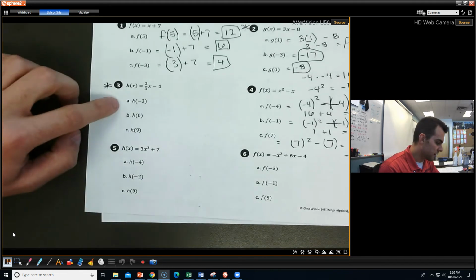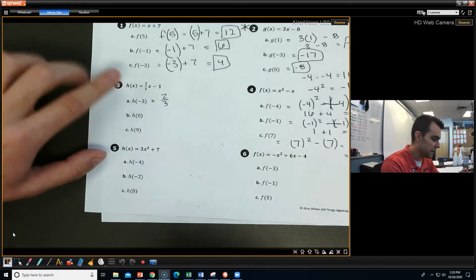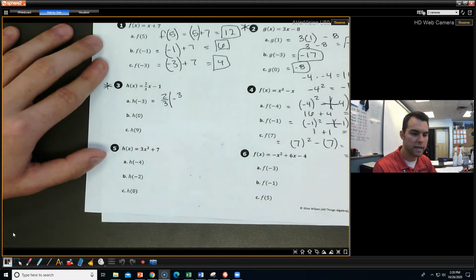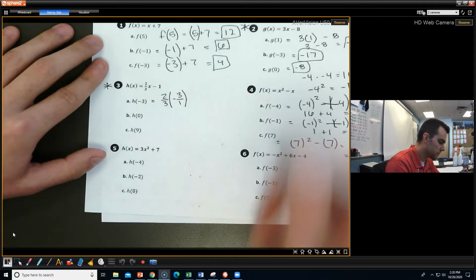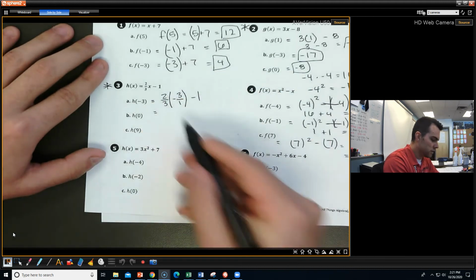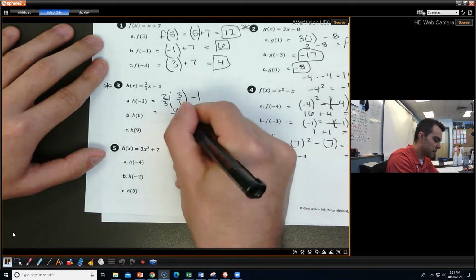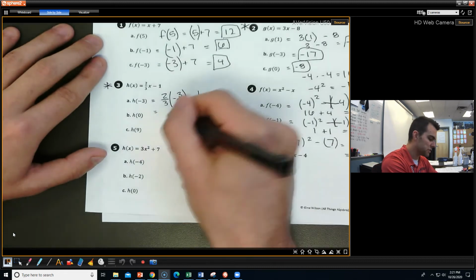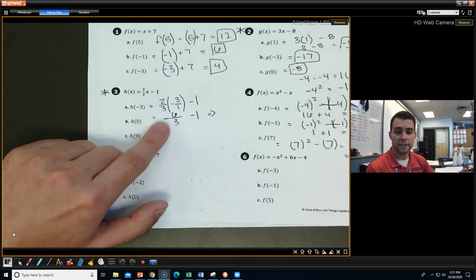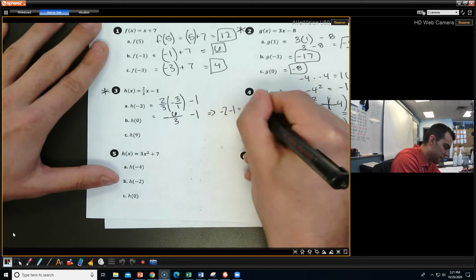Now we have number 3 right here. Okay, again, let's do the first one. I got 2/3 times x, which is going to be my negative 3. And I'm going to put negative 3 as a fraction. I'm going to put negative 3 over 1. And then I'm going to subtract 1. So now, let's work this guy out. We got 2 times 3 on top, that's 6. And then 3 times 1 on the bottom is 3. This was a positive times a negative, so this is negative 6/3 minus 1. And we can reduce that or simplify it to negative 2 minus 1, and that equals negative 3.